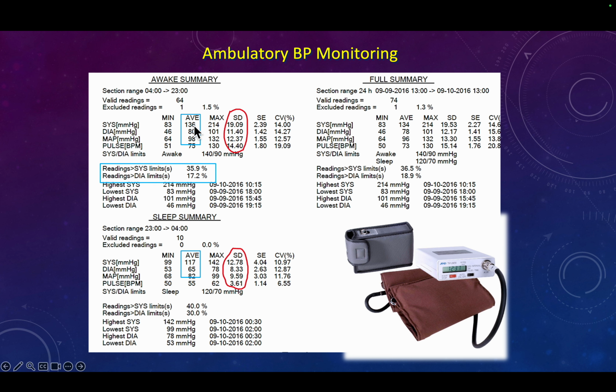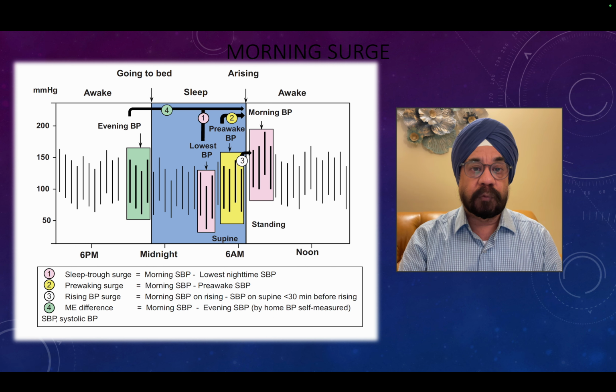Now, if you see in this patient, the minimum systolic pressure was 83, and the maximum was 214, and these are the standard deviations. That means there was a marked variation in the blood pressure during the day, and even a marked variation at night. So BP variability is there, so we have to choose medicine accordingly. Apart from that, there was a marked morning surge.